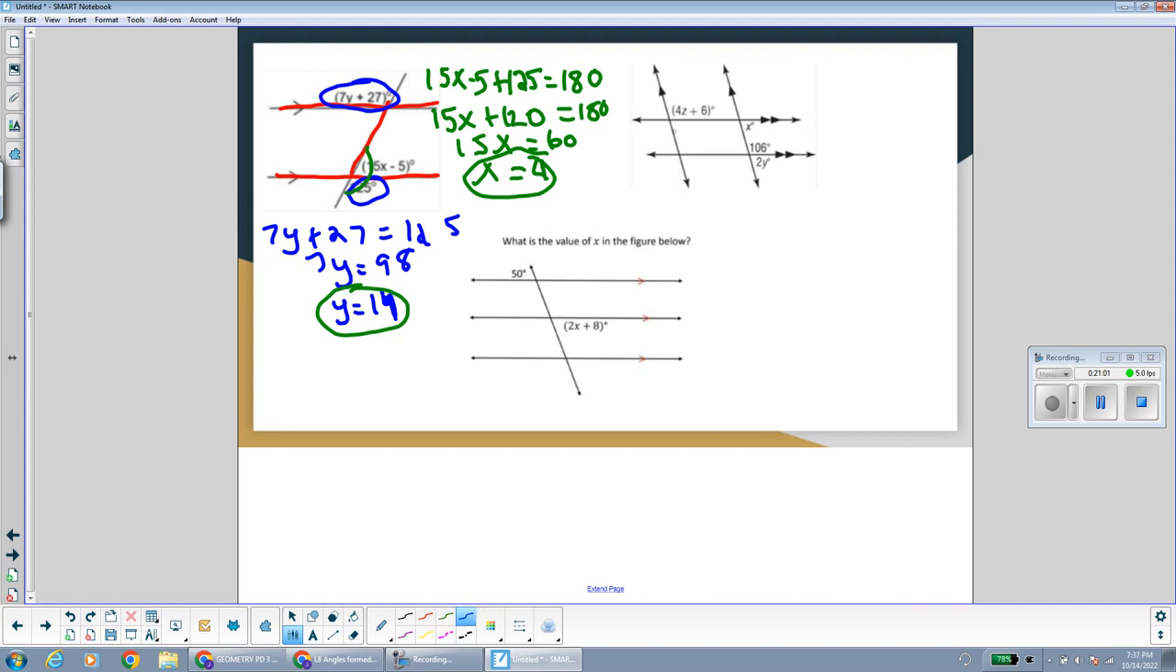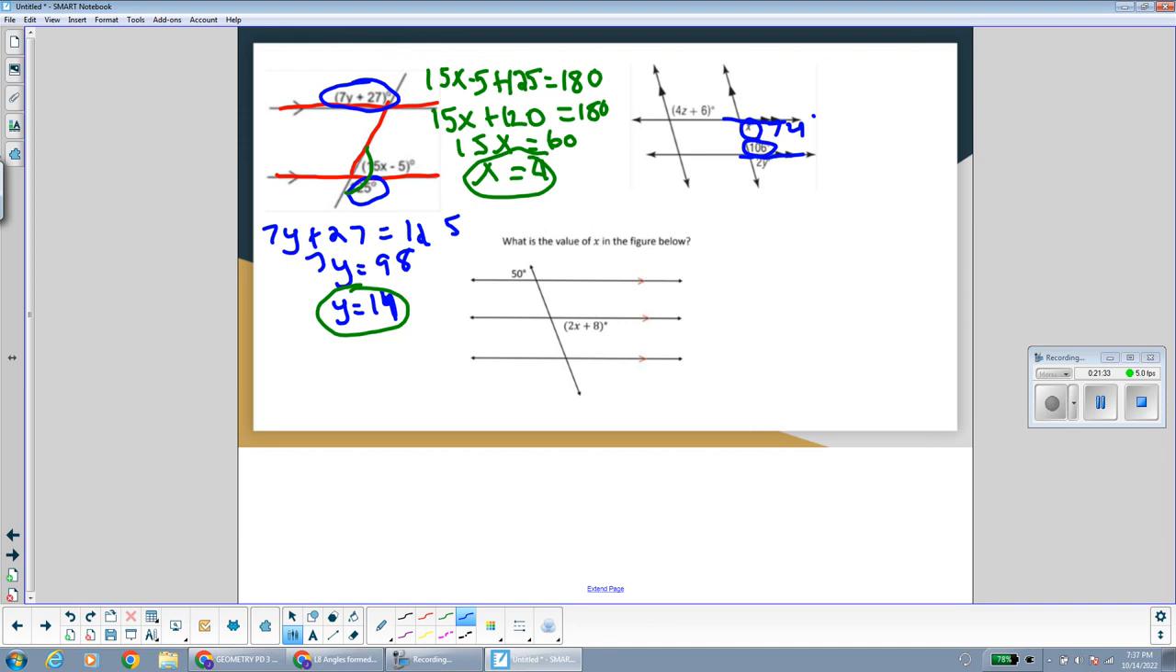In the next one, we have parallel lines cut by transversals. And the first thing I notice is that these two angles here are same side interior angles. They're inside the parallel lines, both to the right of the transversal. So I know that they add up to 180 degrees. They're supplementary. So 180 minus 106 is 74. So I know that x is 74 degrees.